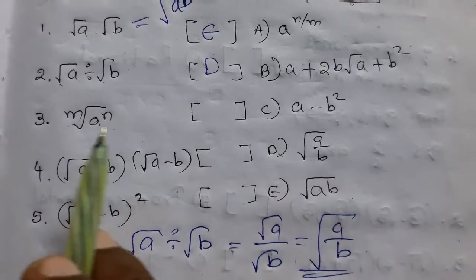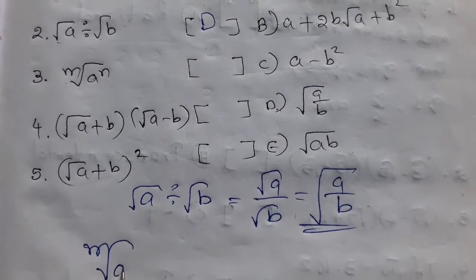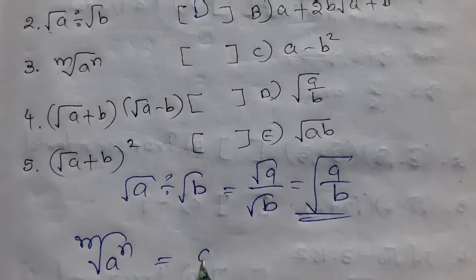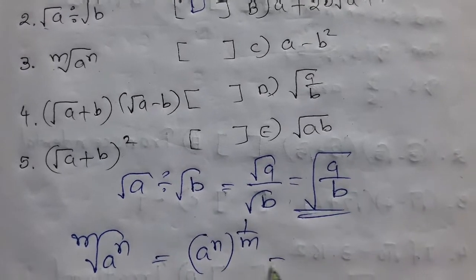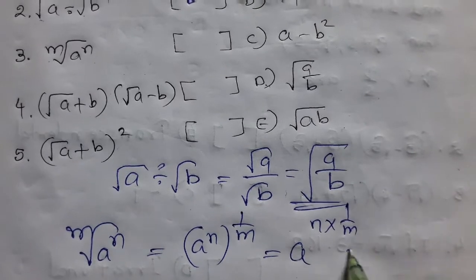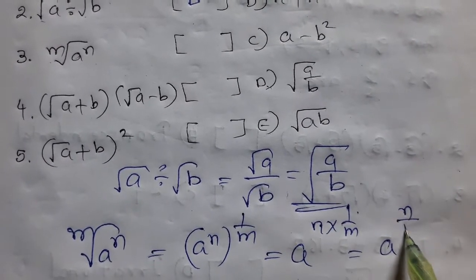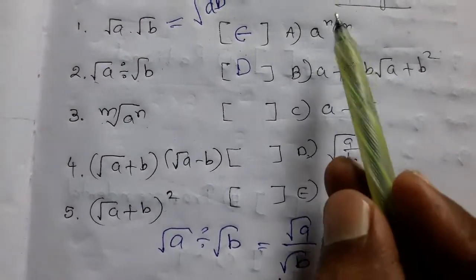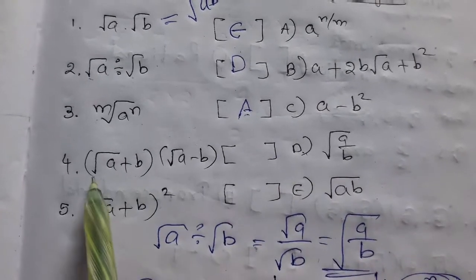The m-th root of a to the power n is given. This can be written as a power n whole power 1 by m, which is a power n into 1 by m, that is a power n by m. This is the answer. Option A is the answer to this question.